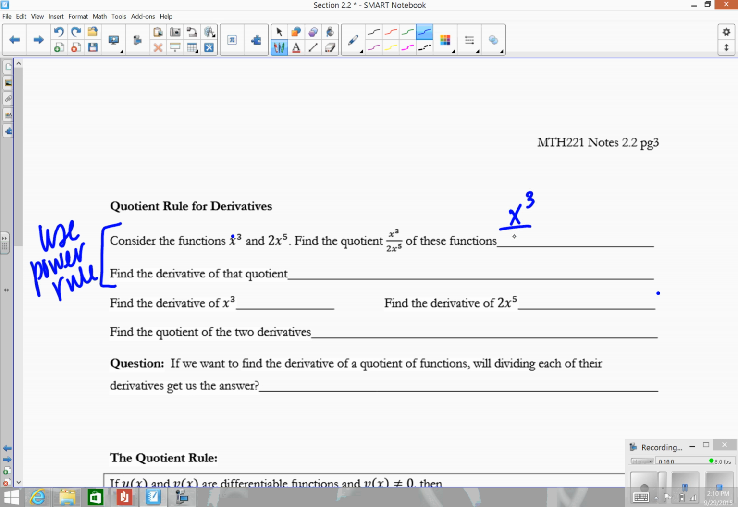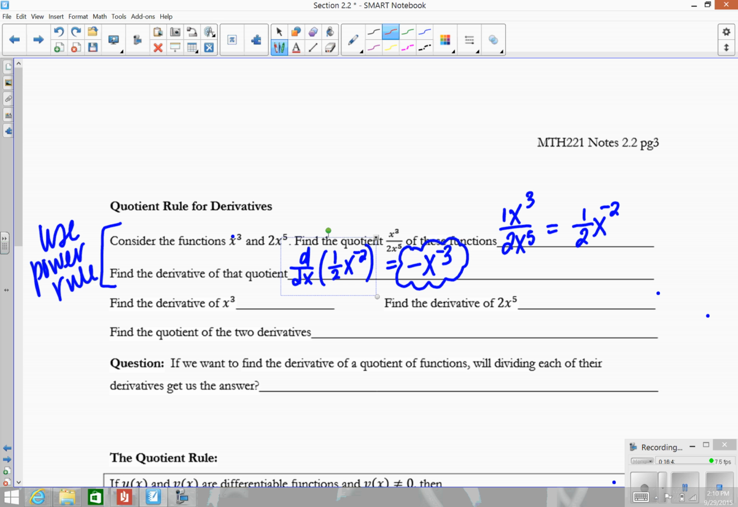So these two functions, go ahead and find the quotient first. So x to the third divided by 2x to the fifth is going to become 1/2, 1 over 2, because this is like a 1. And then keep the x, subtract the exponents. 3 minus 5 is going to be negative 2. So now if I find the derivative of that, so d over dx of 1/2 x to the negative 2, so use the power rule now that we have it in the format for it. Negative 2 times 1/2 is going to be negative 1. X, subtract 1, you get negative 3. So the derivative of the quotient is negative x to the negative third.